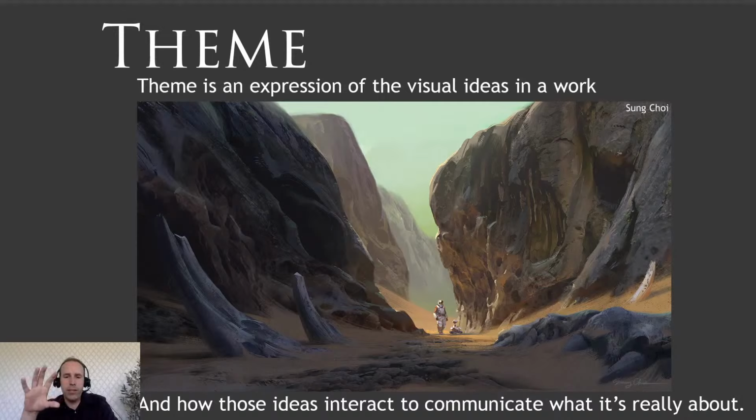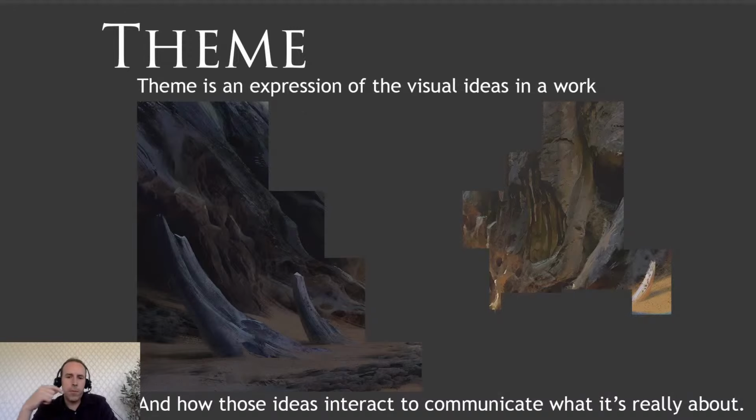I picked this art by a random artist out of the folders of artists that I follow, Sung Choi. I don't know if I'm pronouncing that right, because I wanted to show that even though I don't know anything about this artist, I just know that the piece works and it's beautiful, and I want to show you part of the reason why it works. Obviously, it's rendered well and it's drawn well, and that is always important. But the thing that gives this piece power comes from theme.